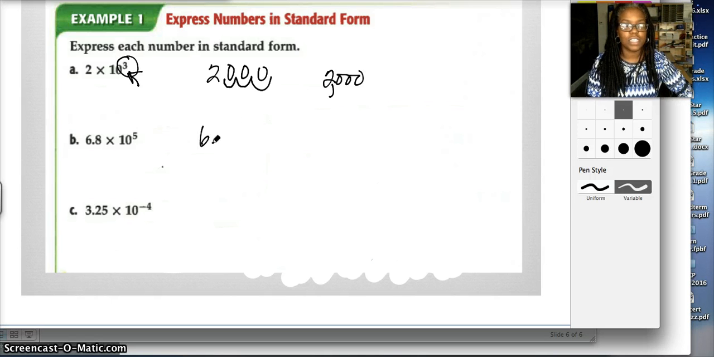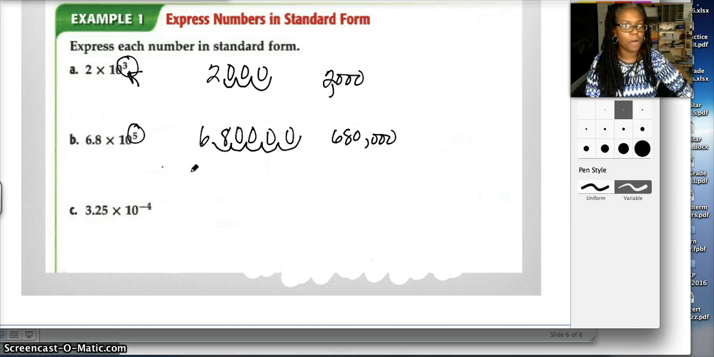So I start off with 6.8. I'm going to move it 5 places, as my exponent indicates, to the right. So 1, 2, 3, 4, and 5. I'm going to fill, in a sense, all these places that I've created, and I see that my answer is 680,000. So when I see 10 to the 5th power, I know that I am in the hundred thousands place. Does that make sense? All right, hopefully it does.